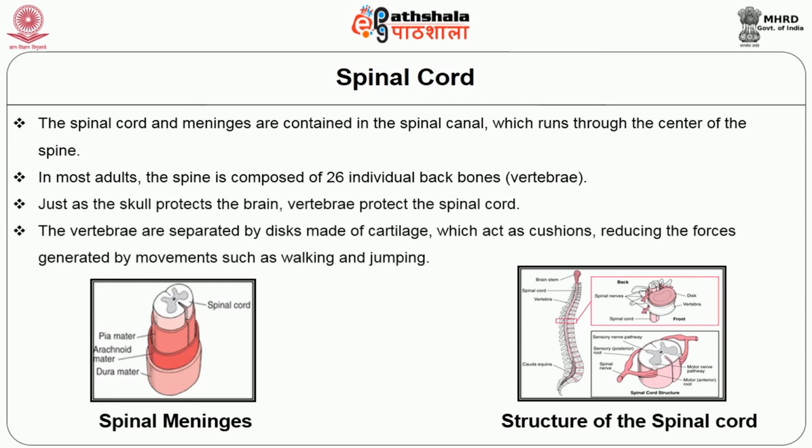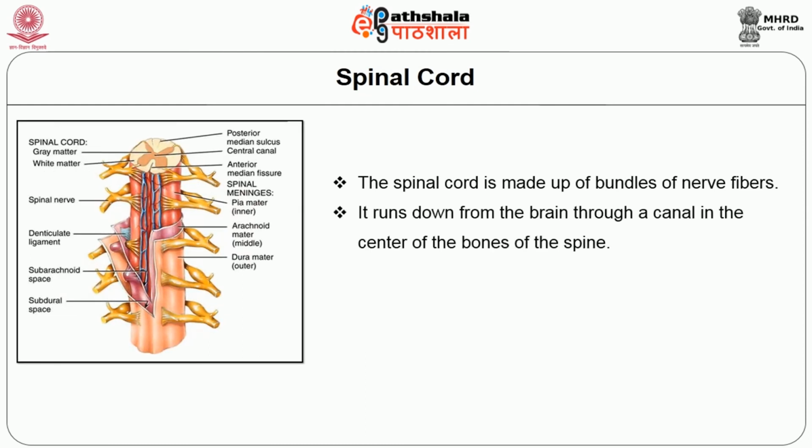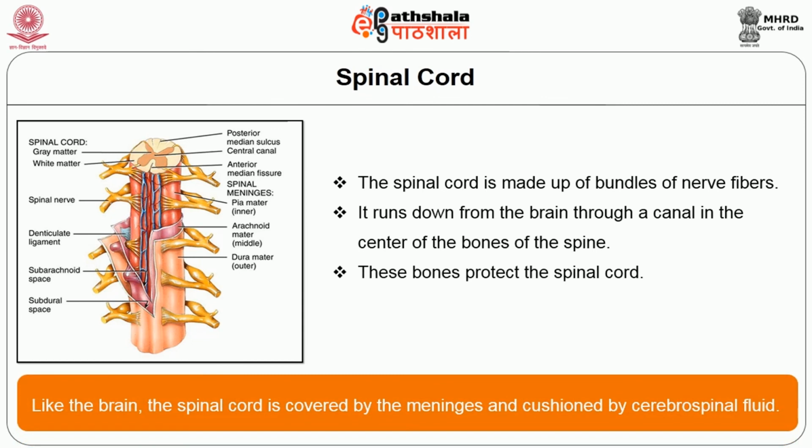The vertebrae are separated by discs made of cartilage which act as cushions, reducing the forces generated by movements such as walking and jumping. The spinal cord is made up of bundles of nerve fibers. It runs down from the brain through a canal in the center of the bones of the spine. These bones protect the spinal cord. Like the brain, the spinal cord is covered by the meninges and cushioned by cerebrospinal fluid. This figure is explaining the spinal meninges and the structure of the spinal cord.